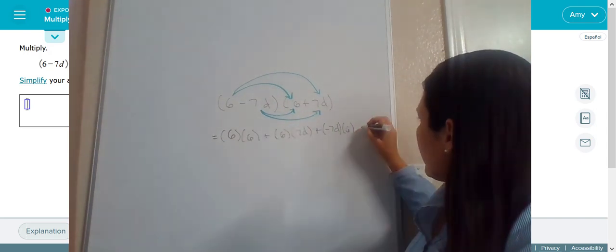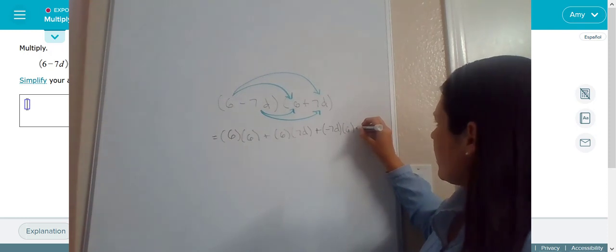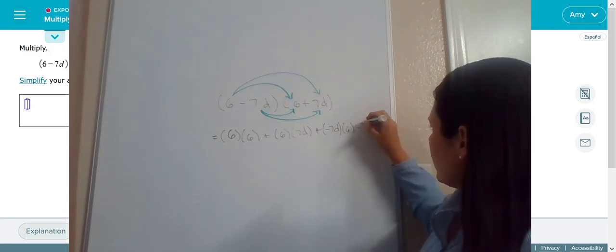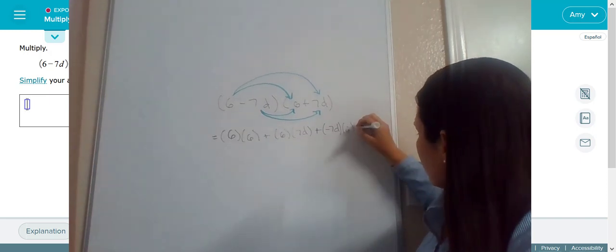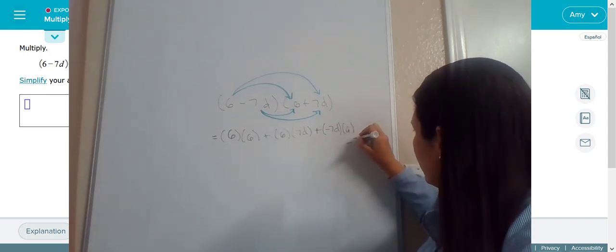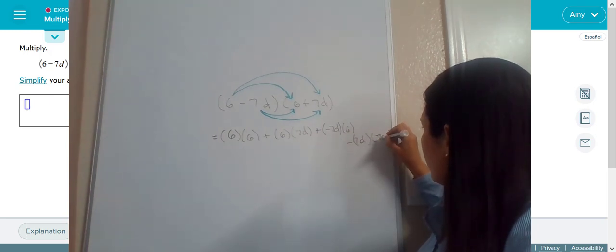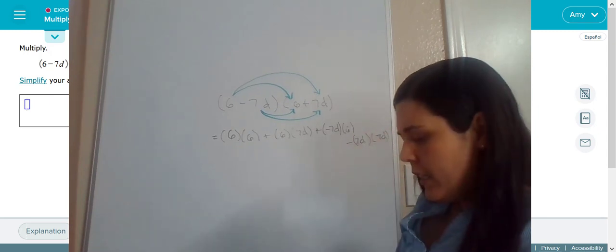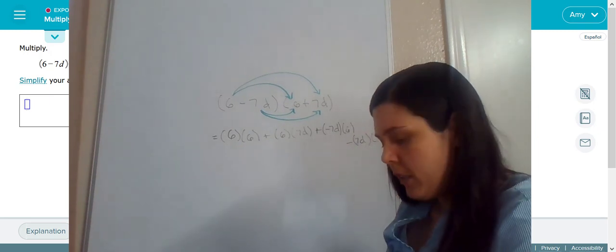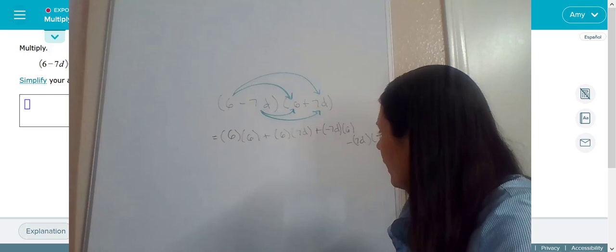And then that's going to look like, let me just go further down, I'll squeeze it in here. Minus 7d times 7d. Okay, now I've got it a little squished over here. And then you start simplifying, and I'll show you the box method also, if you like that better.